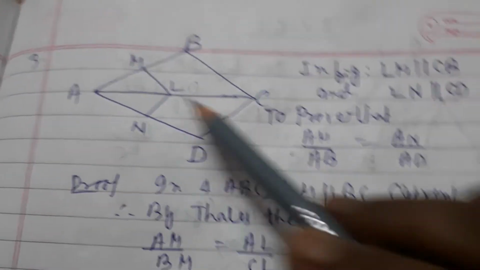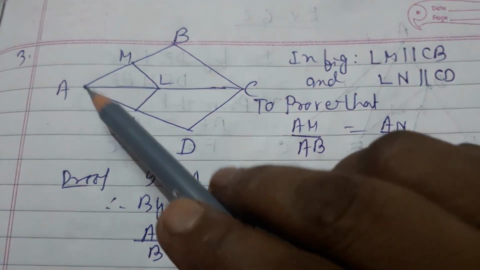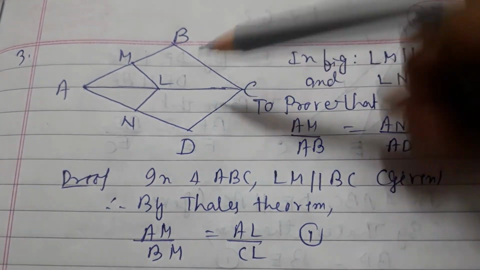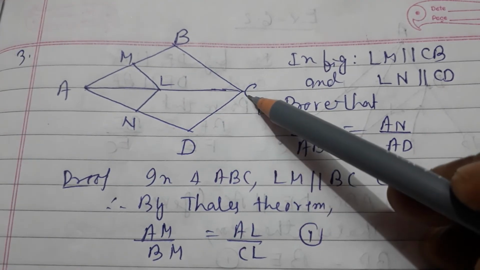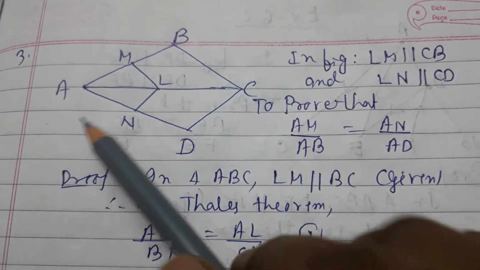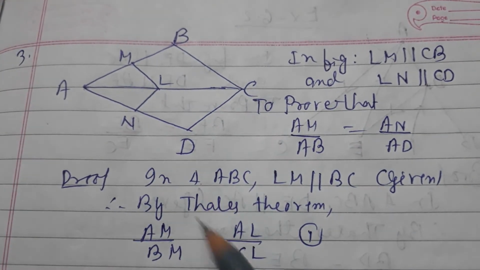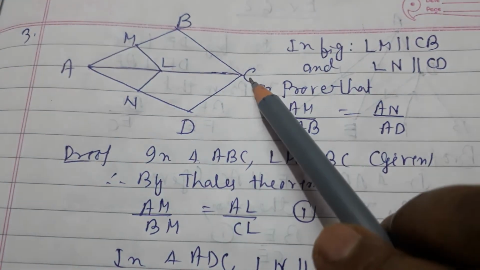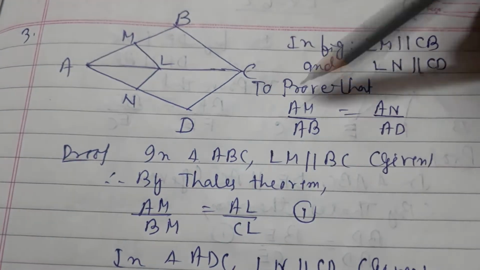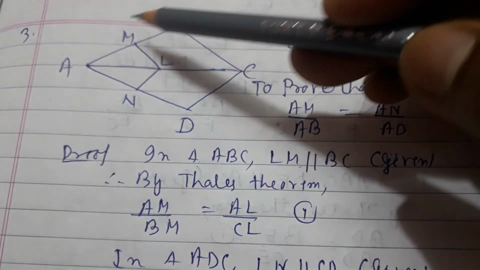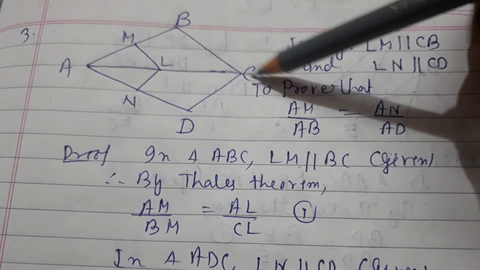Okay. Now question number 3. A figure is given here. In the figure LM, this line, is parallel to BC and LN parallel to CD. These are given. And to prove that AM by AB equal to AN by AD. Now look how I am going to prove. In triangle ABC, LM parallel to BC. It is given. So by Thales theorem AM by BM equal to AL by CL.